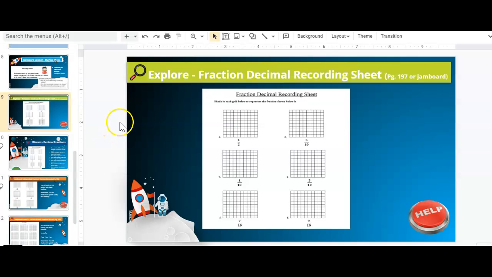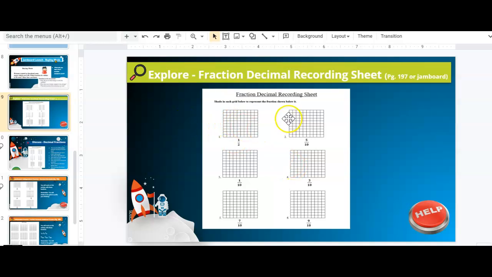Now in our next few slides, guys, we're going to introduce fractional decimals. A decimal fraction is a fraction whose denominator is a power of 10 and whose numerator is expressed by figures placed to the right of the decimal point. I'll repeat that. A decimal fraction is a fraction whose denominator is a power of 10 and whose numerator is expressed by figures placed to the right of the decimal point.